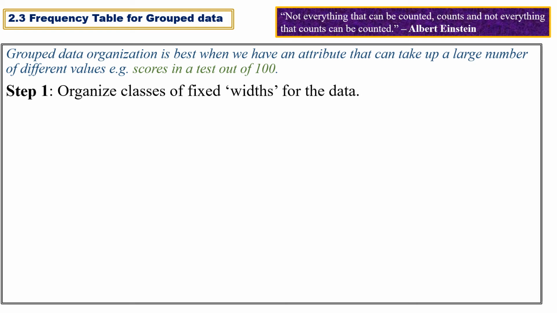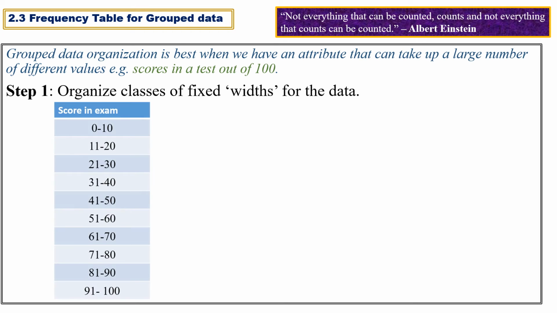You would want to organize classes of fixed widths for the data. What that would look like is, for example, what we have here. We have the score in the exam as the actual attribute, and you could score in the range 0 to 10, 11 to 20, 21 to 30, all the way up to 91 to 100. Each of these classes is the same width, okay? And that would be your first step in constructing a frequency table for grouped data.